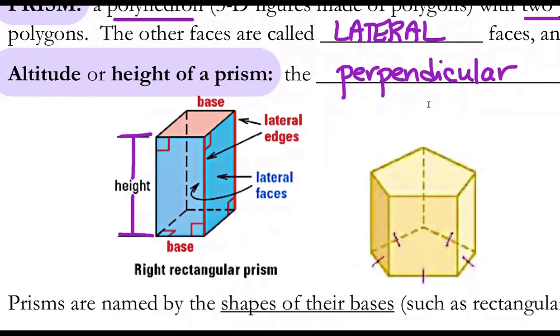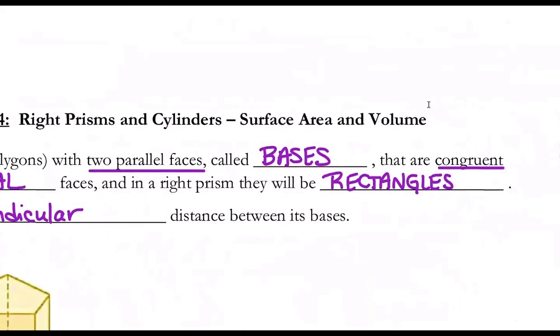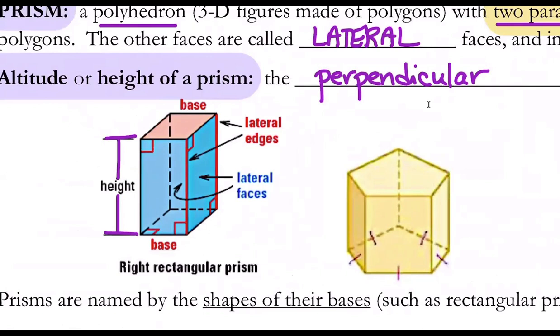So you need to be careful because, again, bases have to be congruent parallel faces. Okay, bases are parallel and congruent. Super important to remember that. So on this picture, you have the lateral faces, or the rectangles that are going around the sides. Lateral means sides, like your lats on your body. And then the bases are the parallel and congruent faces.